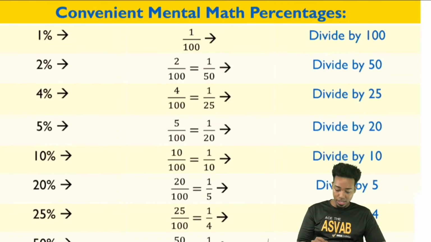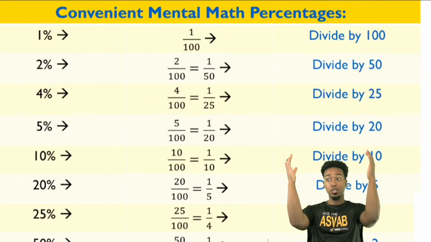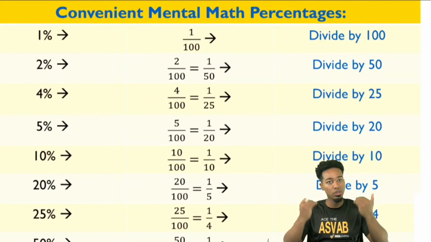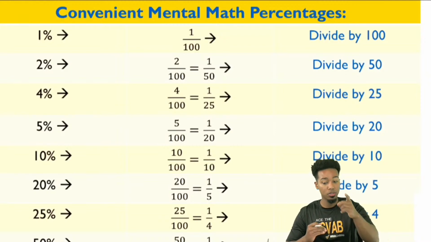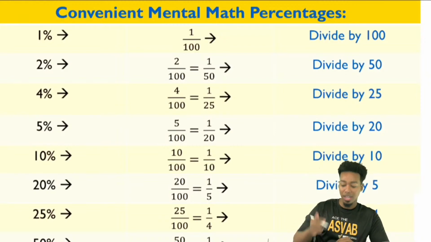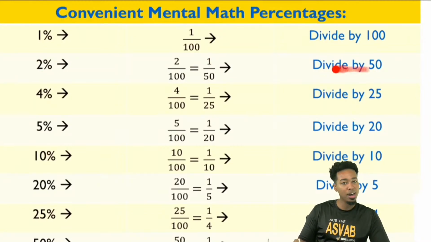If you take a look at 2%, well, everybody, how do you go from 100? What do you divide by to get down to 2? You divide by 50. So 2 fits into 100 50 times. So 2% is the same thing as dividing by 50.